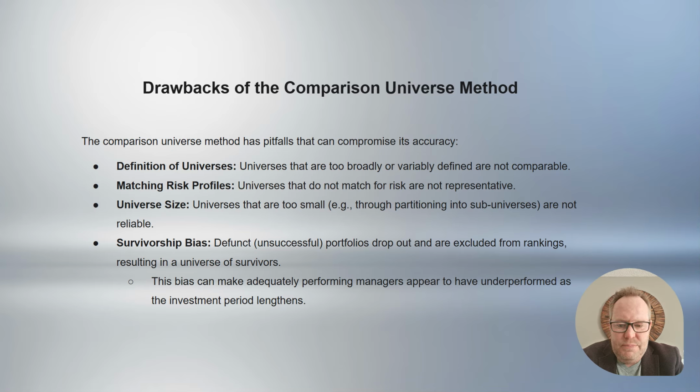And survivorship bias. Defunct or unsuccessful portfolios drop out and are excluded from rankings, resulting in a universe of survivors. This bias can make adequately performing managers appear to have underperformed as the investment period lengthens. What they're talking about there is that sometimes mutual fund companies will fold or close certain mutual funds that are underperforming in order to make other portfolios that they operate look better as a family, as their whole company.